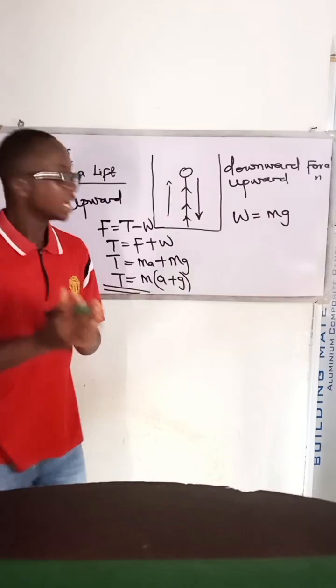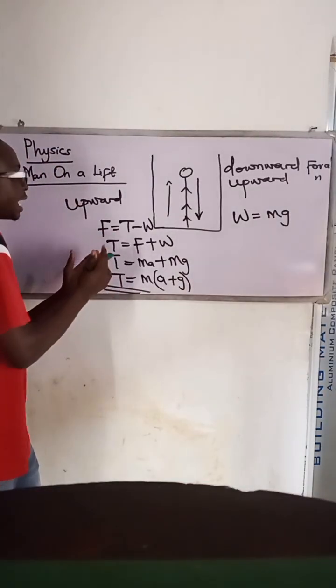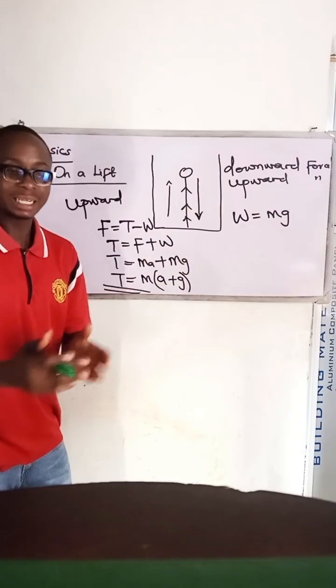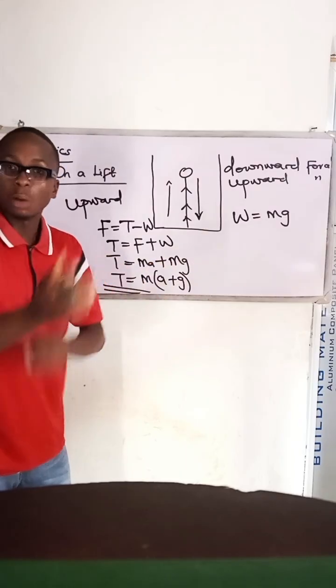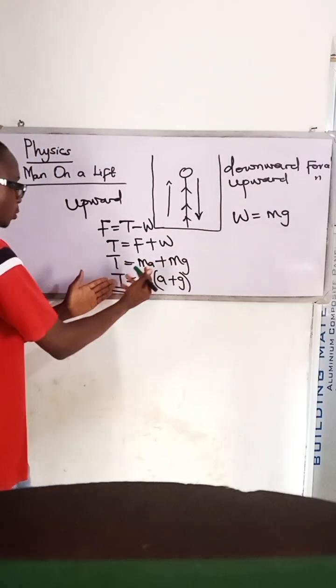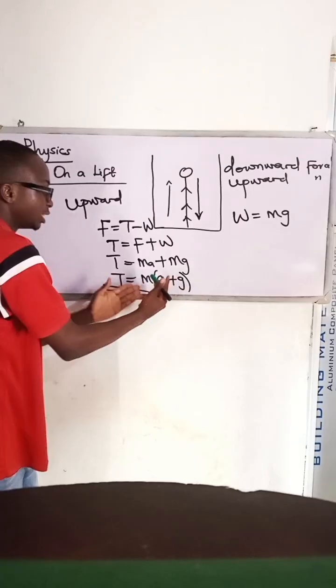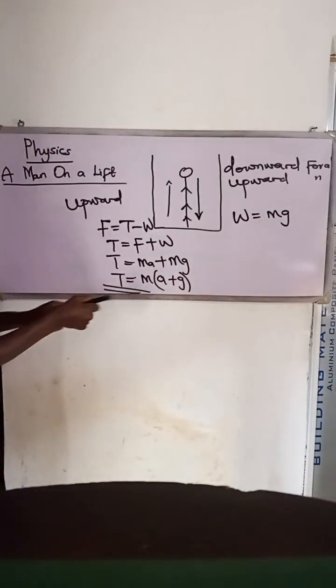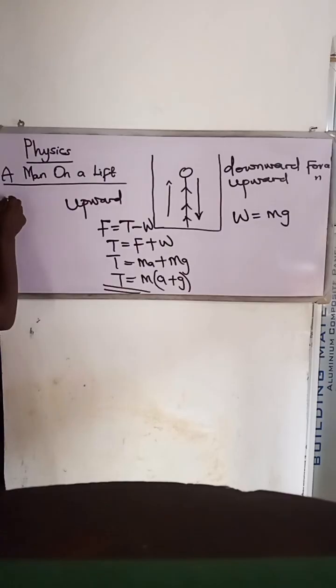Please take note. If the man is moving upward, we say that his tension is more than his weight. Because that is an unbalanced force, we make tension the subject of the formula, then at the end we factorize, and this is what we use to solve. We're going to solve questions. Then let's talk about if the man is moving downward.